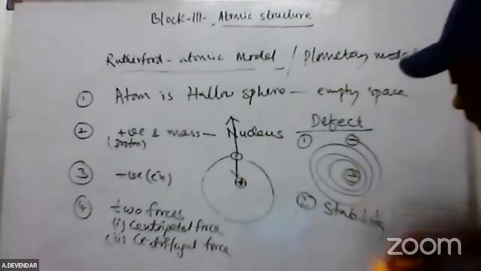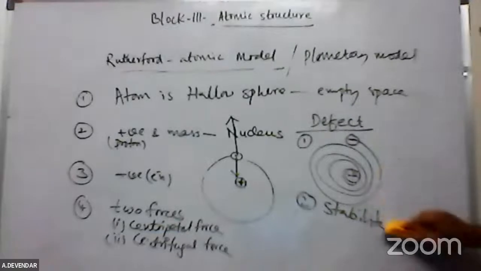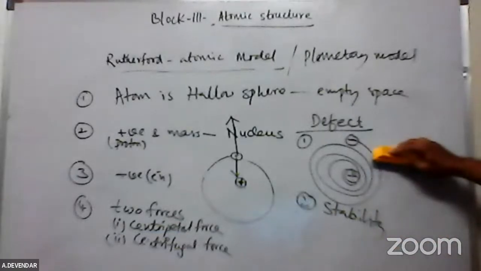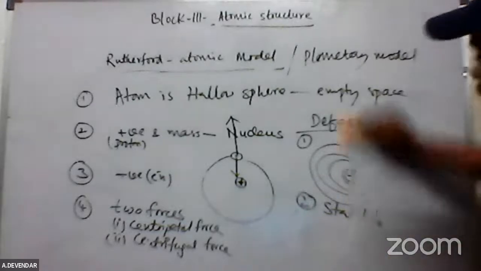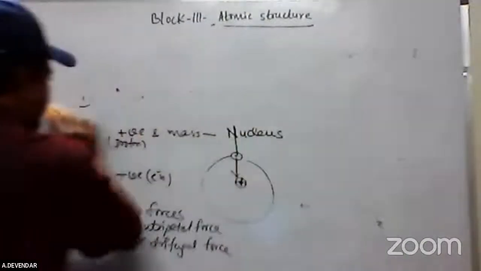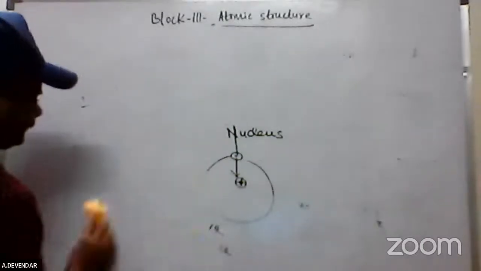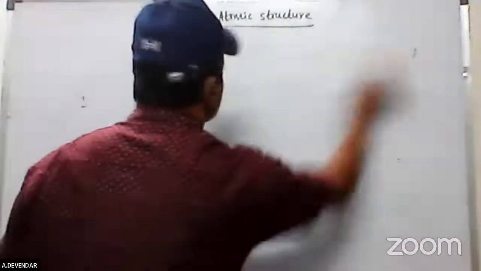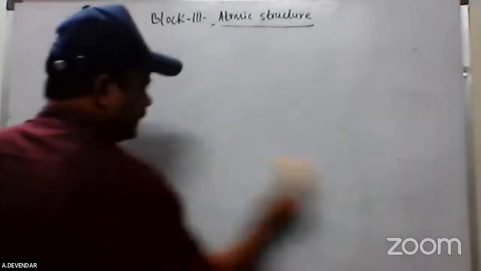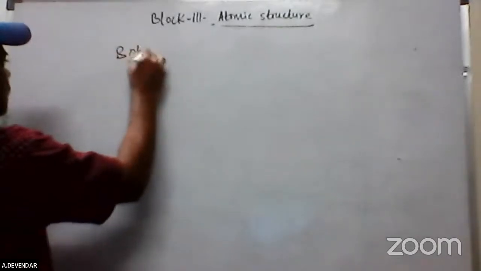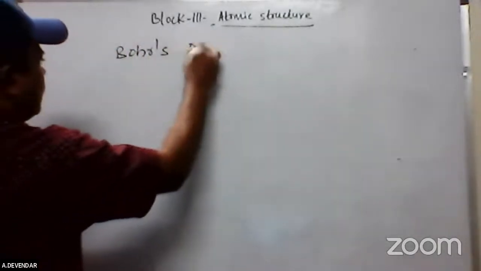So these two defects, the stability as well as the collapsing and energy losing, are explained by Bohr's atomic model. We can explain this in Bohr's atomic model. What are the important assumptions of Bohr's atomic model? Next is Bohr's atomic model.